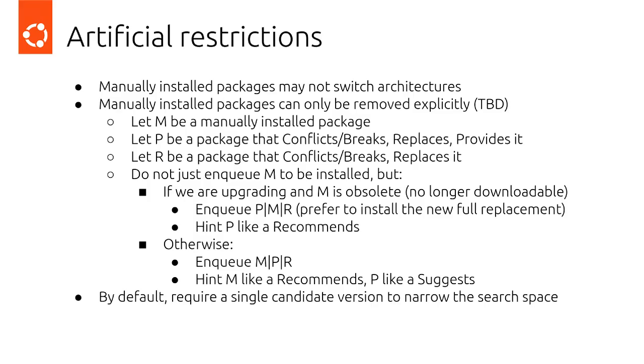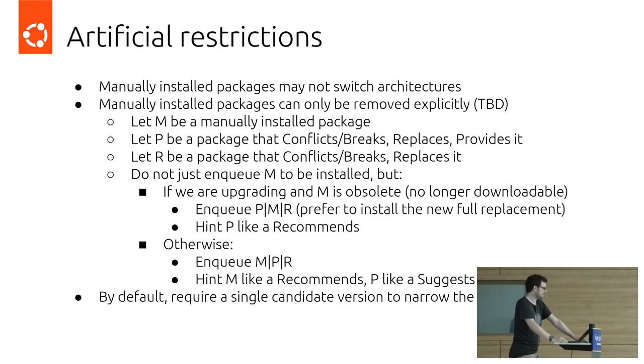And yeah, there are a bunch of details in there. I don't think we need to go through them, but if you want to read them, you can read them in the slides afterwards. And as I mentioned, we also require a single candidate version by default, so no strict pinning is not the default behavior. That makes it more predictable, and it narrows the search space a lot, because now for each package we only have to consider one or at most two versions. In case it is installed, you have the installed version and the upgradable version.